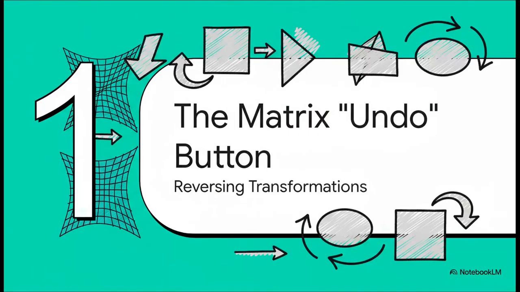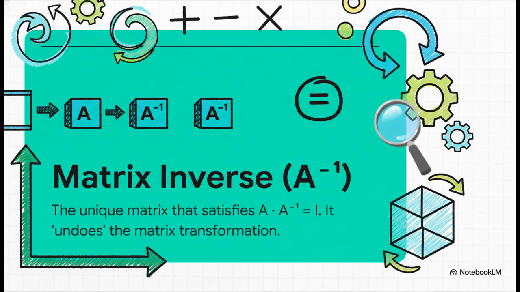The absolute best way to think about an inverse is just as a giant undo button. A matrix takes something, a point, a vector, an entire space, and it transforms it. It might stretch it, rotate it, or shear it. The inverse is the one special matrix that can perfectly reverse that action and put everything right back where it started.